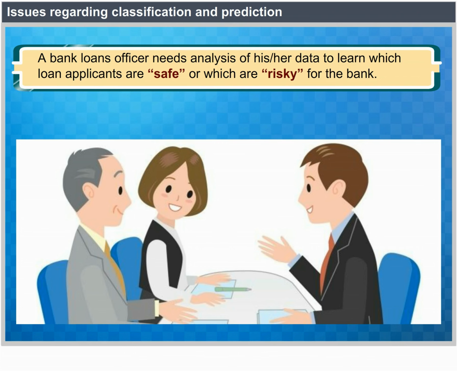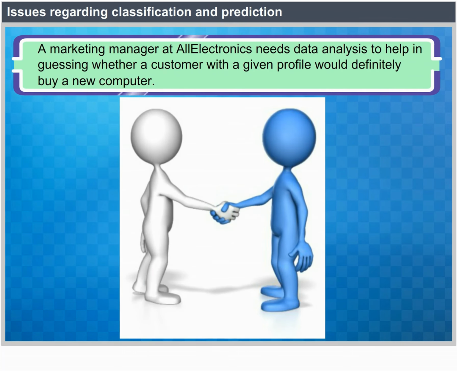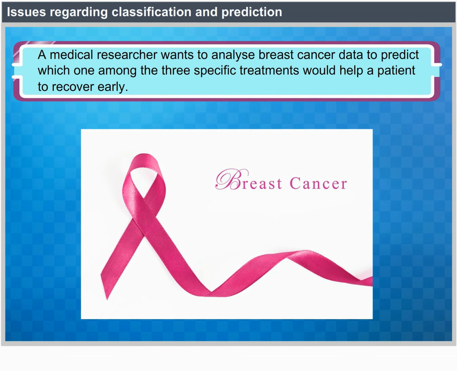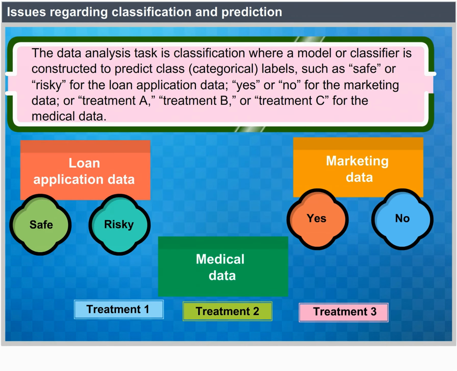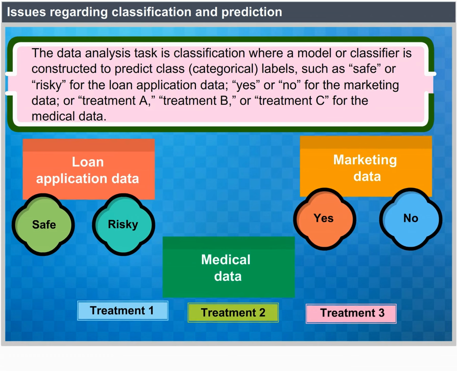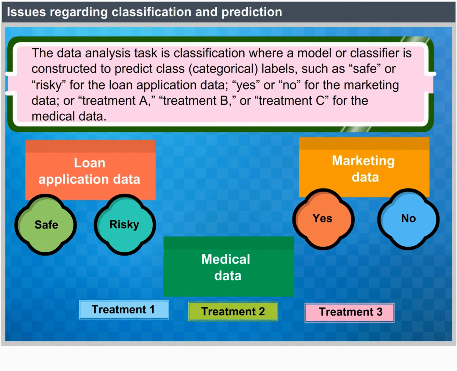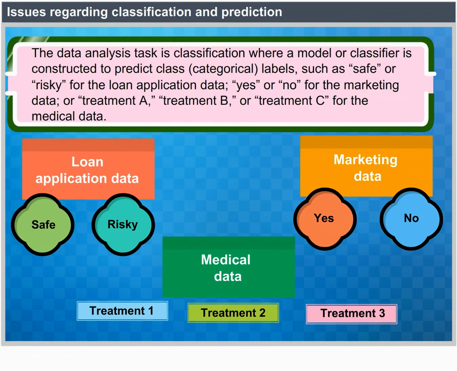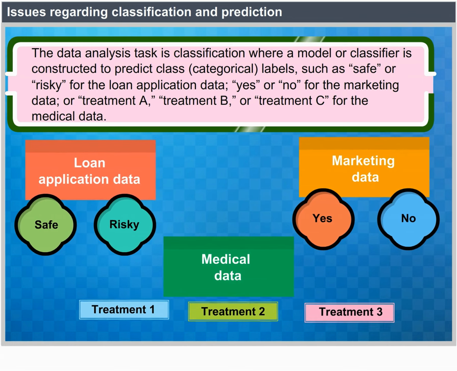A marketing manager at All Electronics needs data analysis to help guess whether a customer with a given profile will buy a new computer. A medical researcher wants to analyze breast cancer data to predict which one of 3 specific treatments a patient should receive. The data analysis task is classification, where a model or classifier is constructed to predict class, categorical labels such as safe or risky for the loan application data, yes or no for the marketing data, or treatment A, treatment B, or treatment C for the medical data.